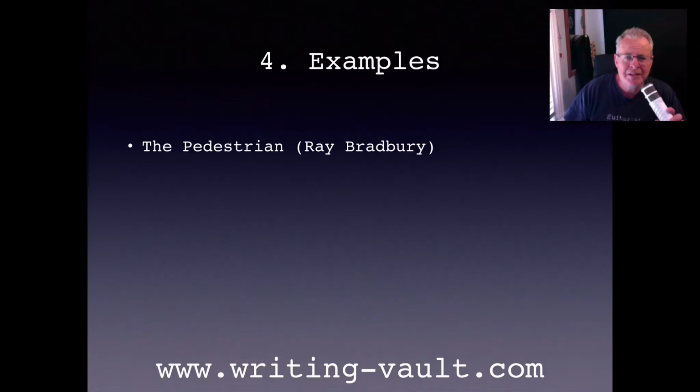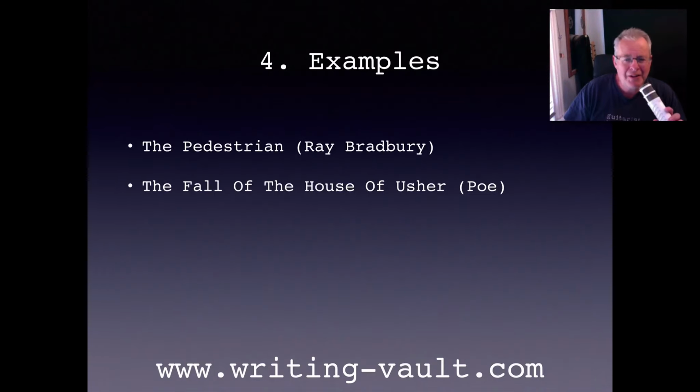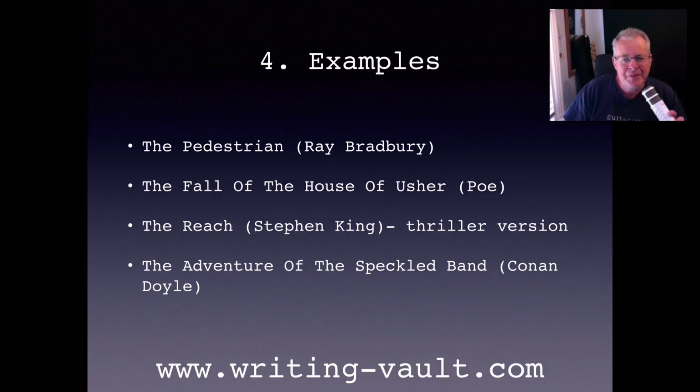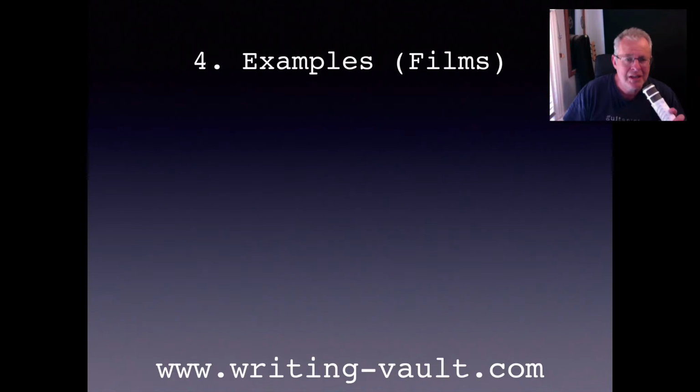In short stories, The Pedestrian by Ray Bradbury, another great early or quite early-ish Ray Bradbury story. The Fall of the House of Usher, a classic Edgar Allan Poe story. The Reach by Stephen King, although that is more of a kind of a thriller version of this story type. The Adventure of the Speckled Band by Conan Doyle, Sherlock Holmes story, of course. Let's look at some film examples.